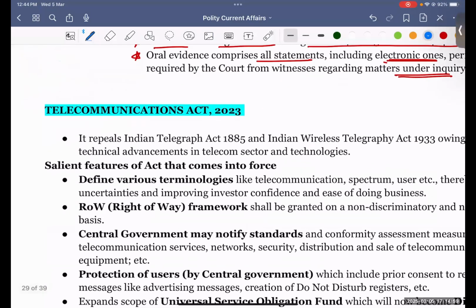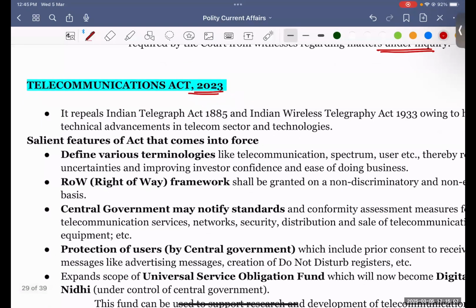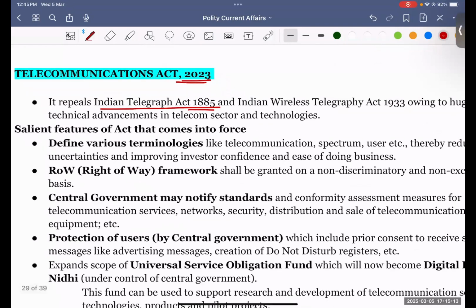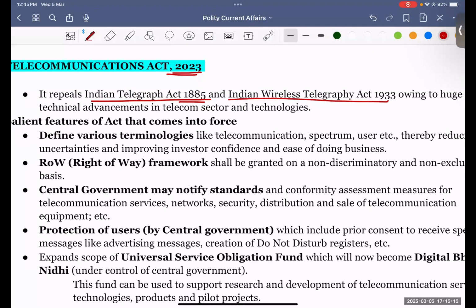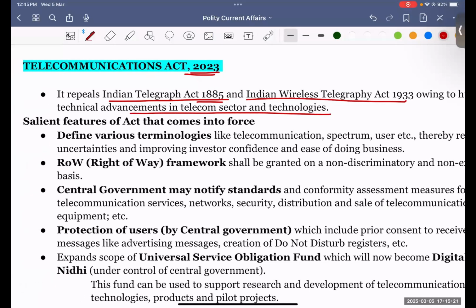Okay, let us move on to the next topic now. Telecommunications Act, Communications Act 2023. So this particular act replaces the Indian Telegraph Act of 1885 and Indian Wireless Telegraphy Act of 1933, owing to huge technical advancements in the telecom sector and technologies. So again, the case of outdated colonial laws.